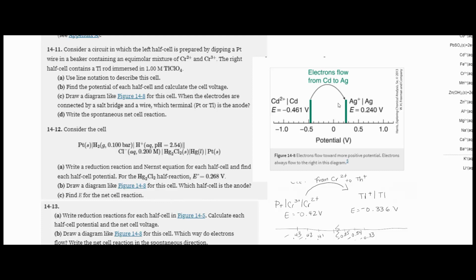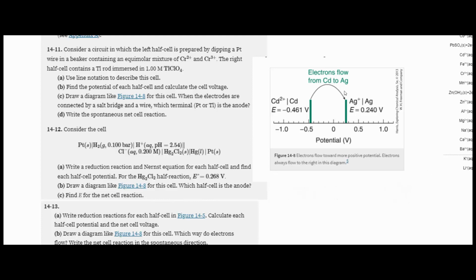And D, write the spontaneous net cell reaction. So we would have thallium, chromium, and the thallium is being reduced to solid thallium, and the chromium is being oxidized to chromium 3. So that's what we're looking for in a question like number 11.